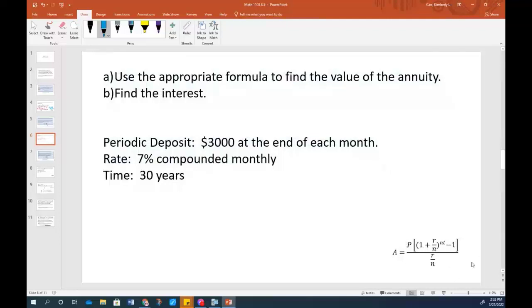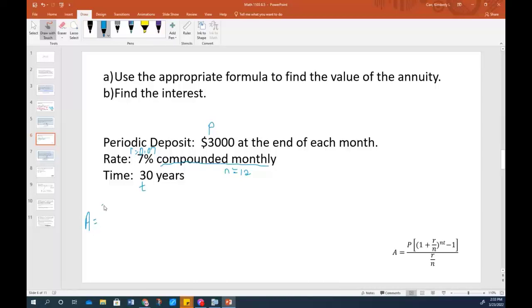And again, I've got the little formula down here just so that we can look at it again. Find the appropriate formula. How do we know that this is the appropriate formula? Because it says compounded monthly. So compounded monthly, how many times a year is that? 12 times a year. The other information is the same type of information. So I have my P is 3,000. I have R is 0.07. You've got to move that decimal over. And T is 30 years.